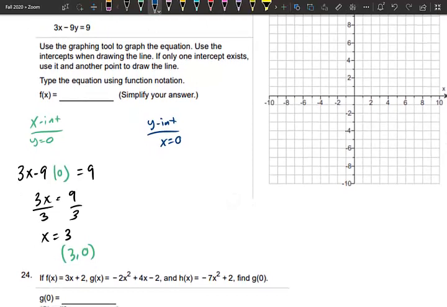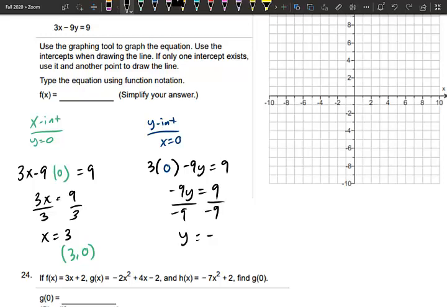Now let's find our y-intercept. So we practically do the same thing, but x is 0. So we have 3x, which is 0, minus 9y equals 9. So we have 3 times 0 is 0, so we have negative 9y equals 9. Divide by negative 9, and we have y equals negative 1. So that means our y-intercept is (0, negative 1). So we plot these. So we have (3, 0), and then (0, negative 1), and then we connect the dots.